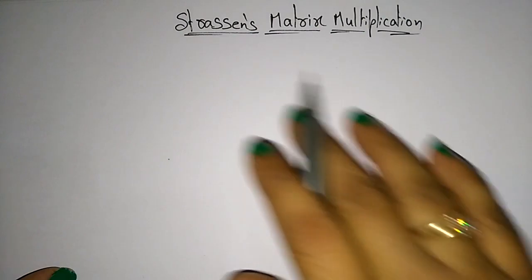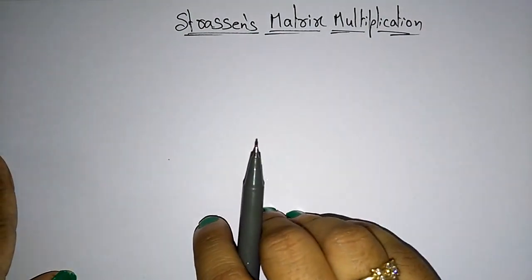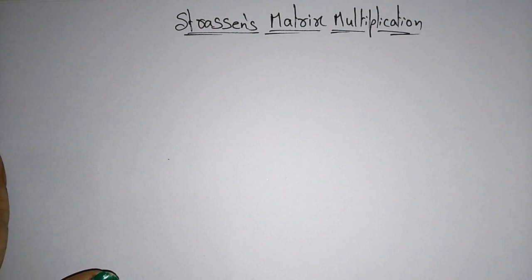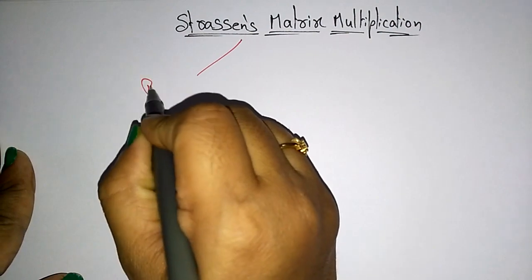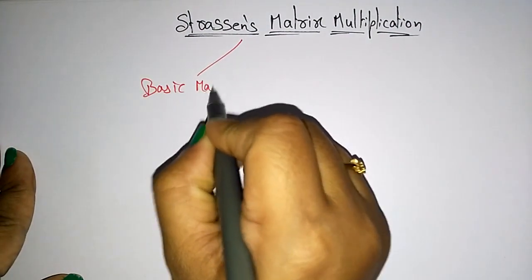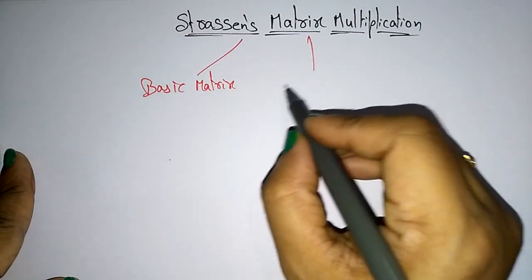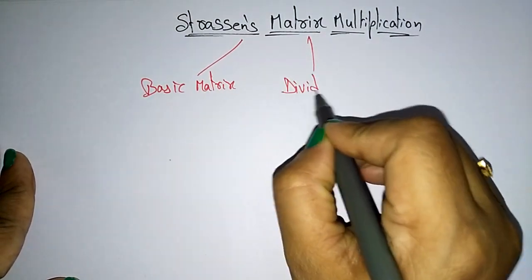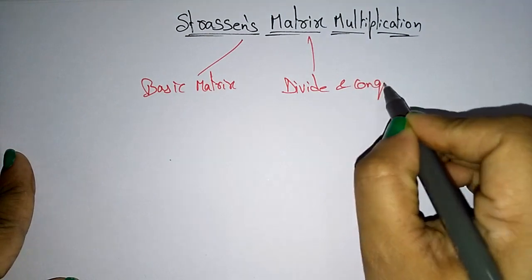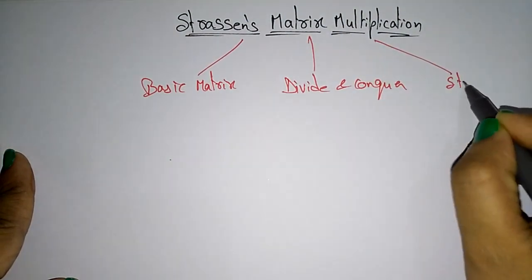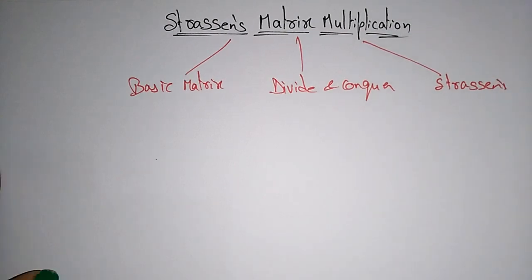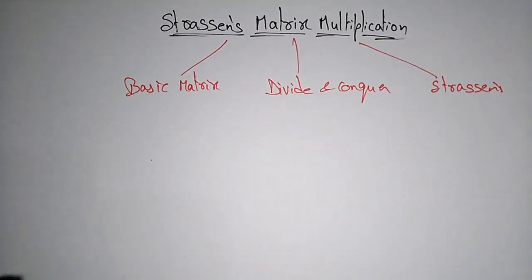Before going to Strassen's matrix multiplication, you have to know the basic matrix multiplication. First we will see the basic matrix multiplication. After that we'll go for the divide and conquer method. After that we will use Strassen's. Then you'll understand why we are going from basic to divide and conquer, and from divide and conquer to Strassen's. Okay, so suppose we want to multiply any two matrices of size n by n.